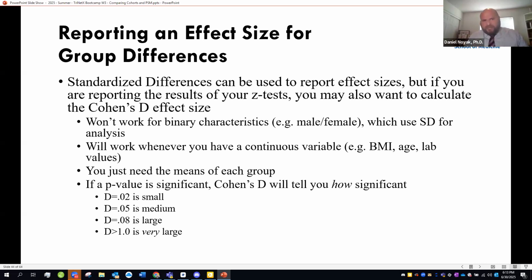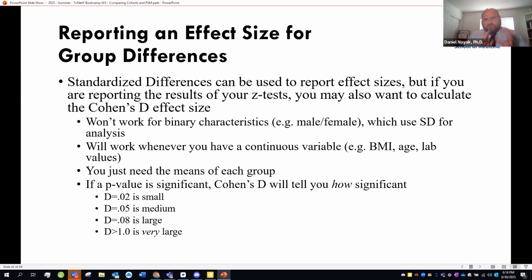And Cohen's d is really great because it has a very easy to interpret number that I'll get to in a sec. But basically, it's not great if you have a binary characteristic like male and female. You need to use your standard deviation for that. But if you have a continuous variable, that is a number 1, 2, 3, 4, 5, 6, 7, right? A continuous value, you can use Cohen's d to take the mean of both of those groups and the standard deviation. You can compute Cohen's d, and it'll give you a number between 0.0 and 1.0, where 0.2, as I said, is small, 0.5 is medium, 0.8 is large, and 1 is very large.